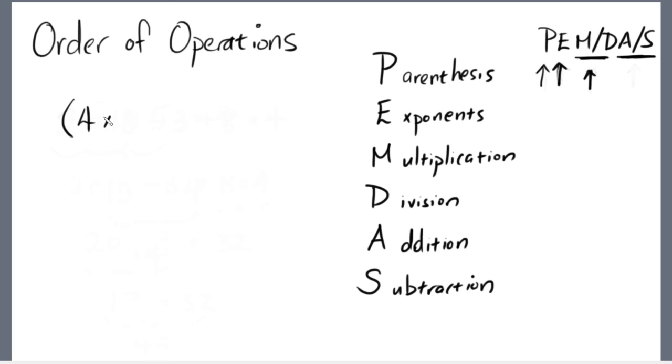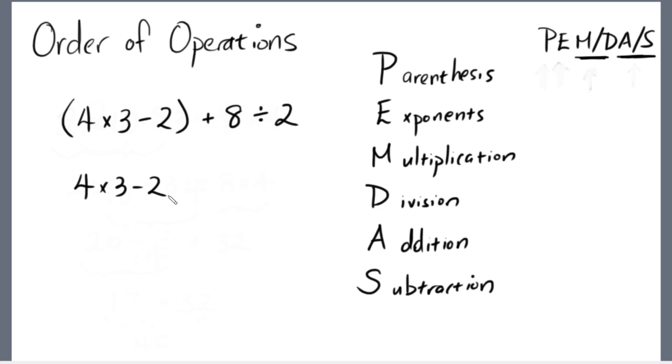We have 4 times 3 minus 2 plus 8 divided by 2. Let's start from the beginning again. This time we're looking at parentheses again. Are there parentheses in our equation? There is. That means you have to solve what's inside the parentheses first. So when we're looking at this parentheses, we have to think to ourselves, well, are there parentheses inside this part? Is there a parenthesis inside 4 times 3 minus 2? There isn't. So we move on.